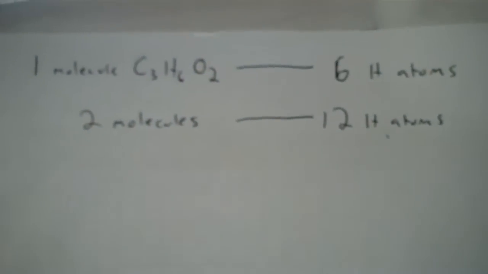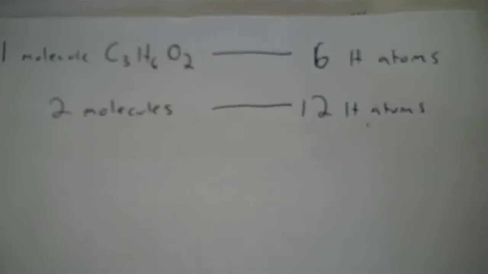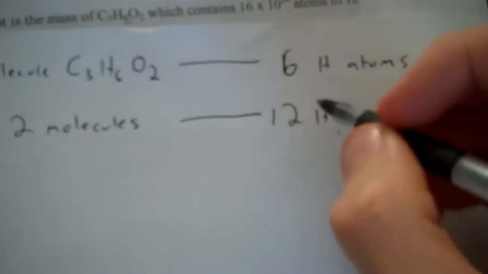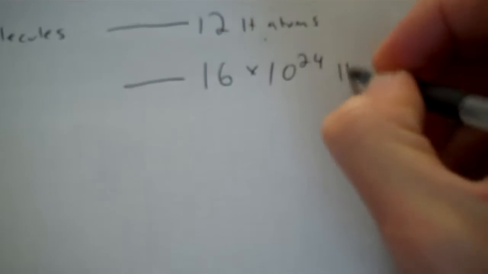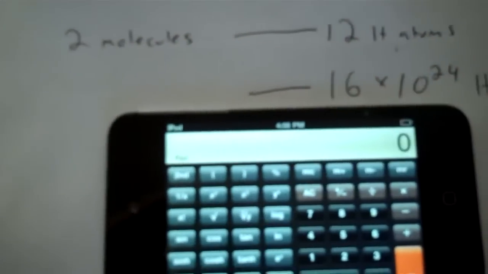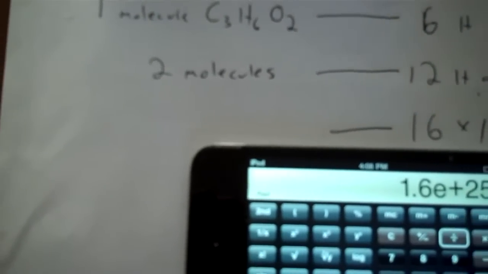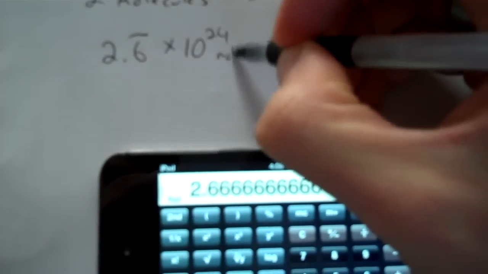How did you find that? Well, you found it just by dividing 12 by 6, the number of hydrogen atoms in one molecule. So if I'm given, like I am in this problem, 6 times 10 to the 24 hydrogen atoms, then how many molecules do I have? Well, I just take 6 times 10 to the 24 and I divide it by 6. That gives me the number of molecules. Here it's 1 times 10 to the 24 molecules. Okay, so that's my first step.